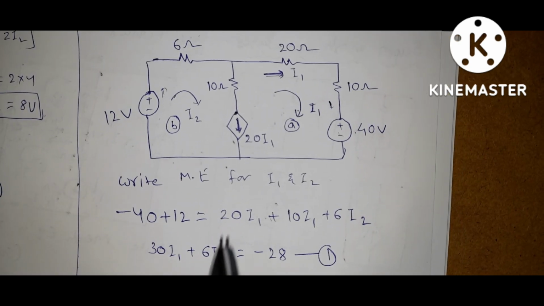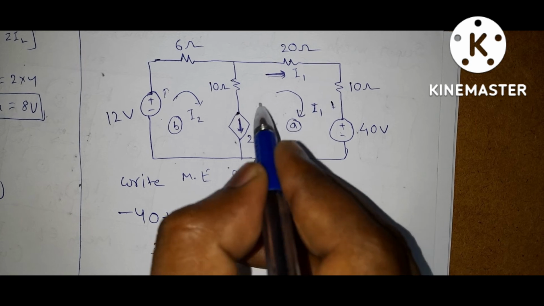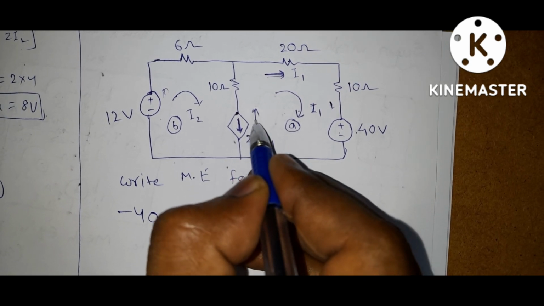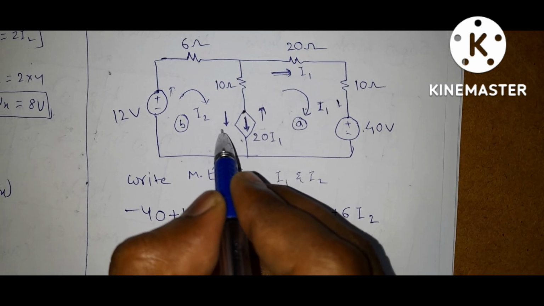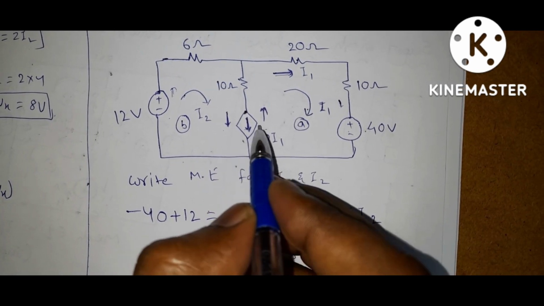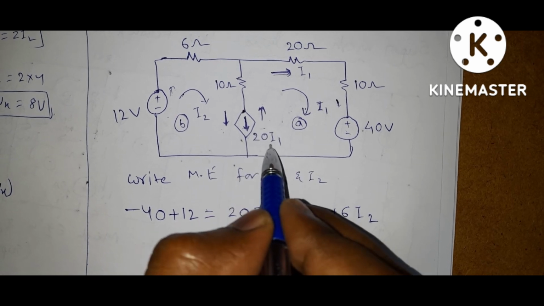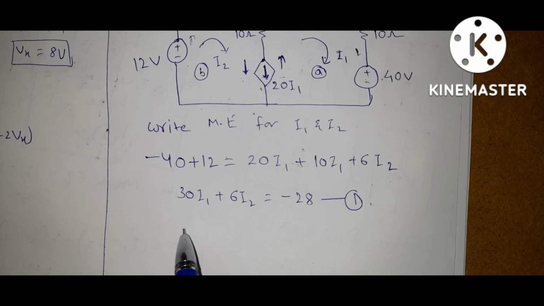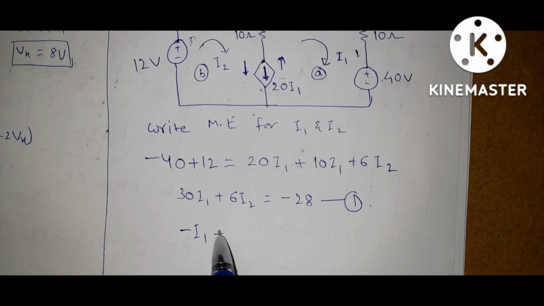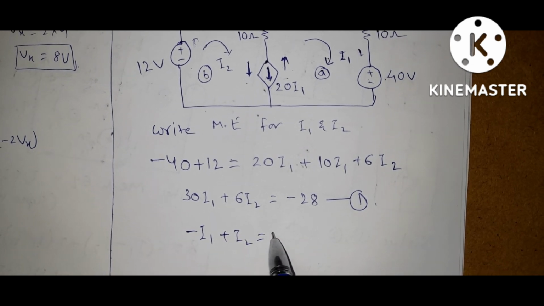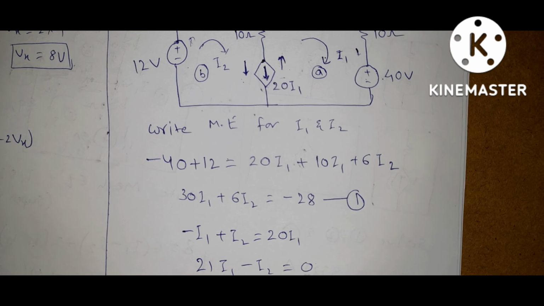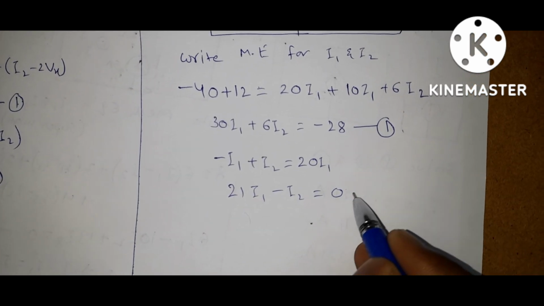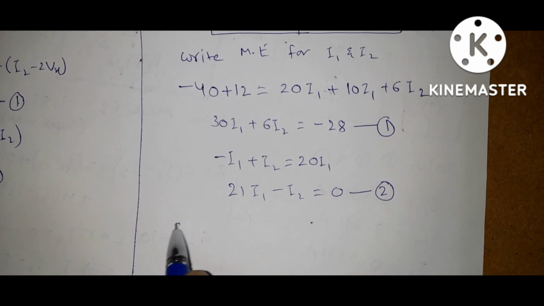Now by KCL, if you observe this loop current, this is upwards and this is downwards. I2 and 20 I1 are in the same direction, but I1 is opposite to the 20 I1. So minus I1 plus I2 is equal to 20 I1. This is 21 I1 minus I2 is equal to 0. Let it be equation 2. Solve 1 and 2.